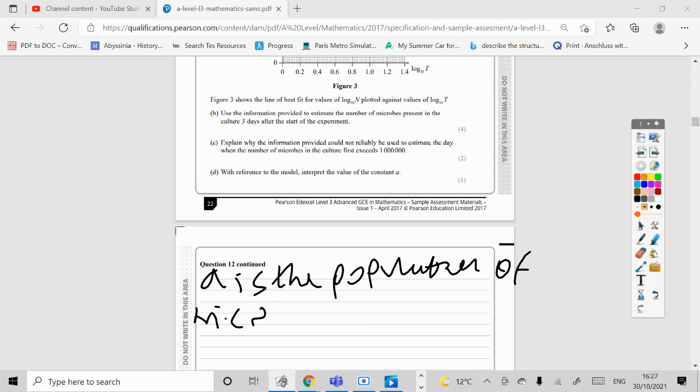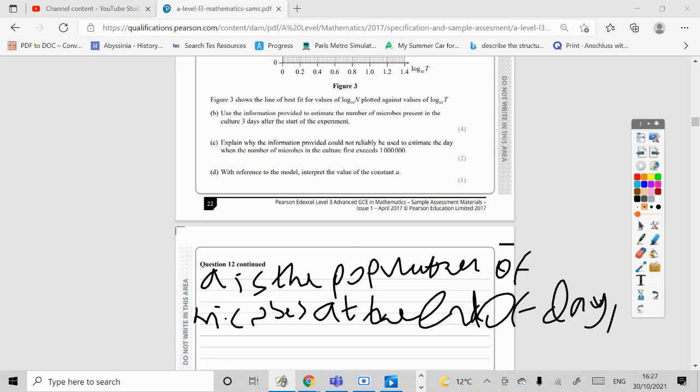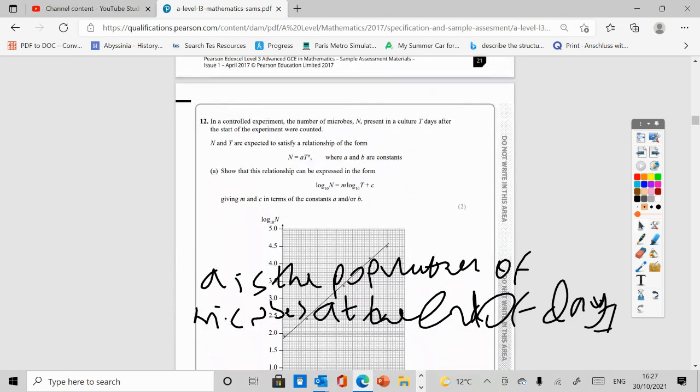Okay, part D. With reference to the model, interpret the value of the constant a. Okay, a is the population of microbes, is it the end of the day? It'd be the end of the day, wouldn't it? That's the end of day 1 or the first day would do. And that is how you can get all the 9 marks here on question number 12.